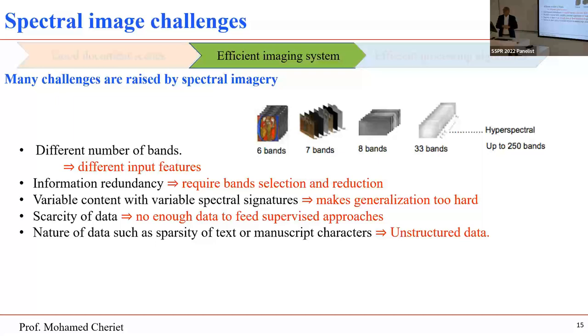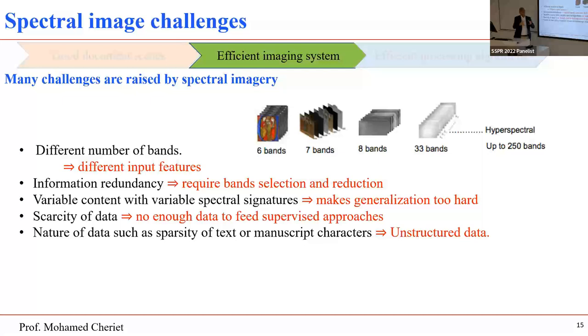Also, the problem of documents is scarcity and sparsity. Scarcity means not enough data, so you do what we call labeling and also supervised approaches. Documents are sparse by nature because of the handwritten or written information within the document. It's sparse. So how to capture that sparsity?